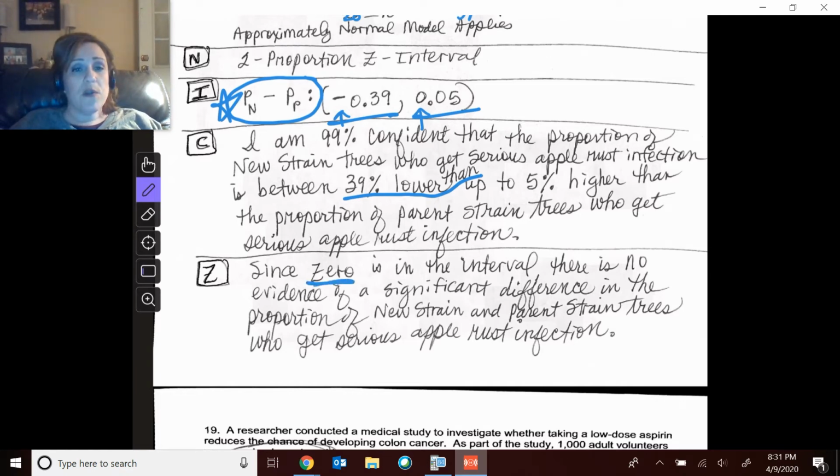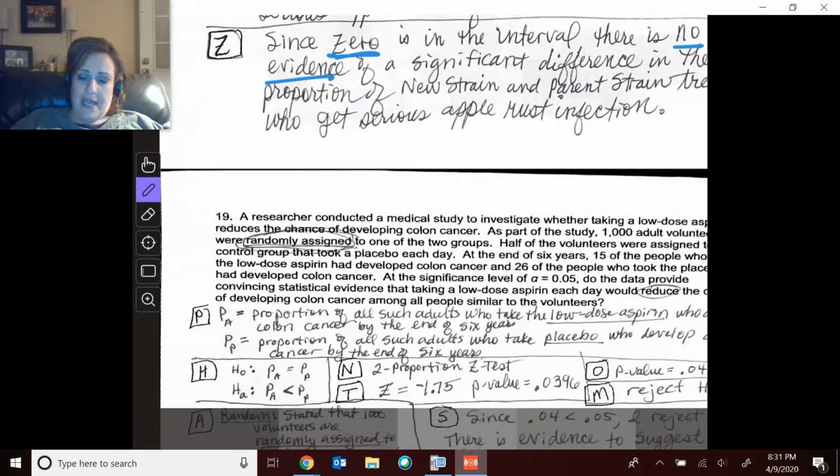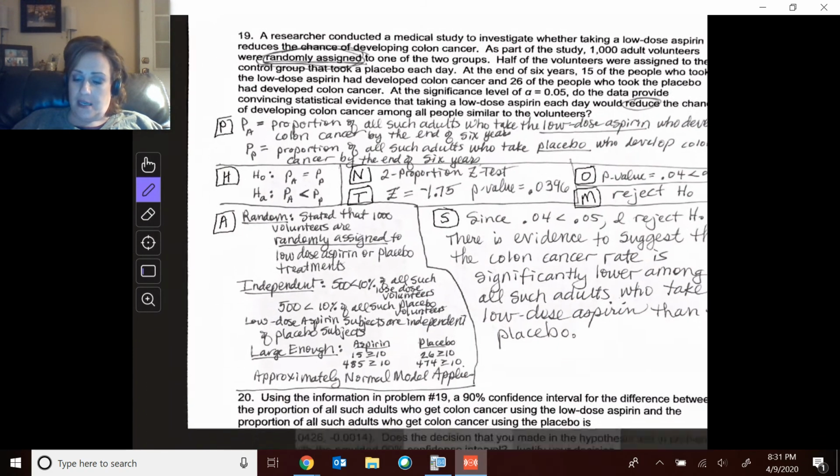Because 0 is in that interval, there is no evidence of a significant difference in the rate of the apple rust infection amongst the new strain and the parent strain. Okay? All right. And number 19.